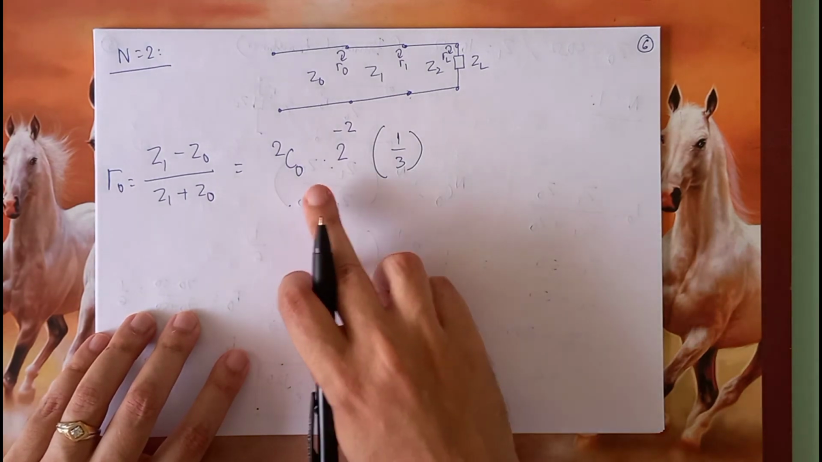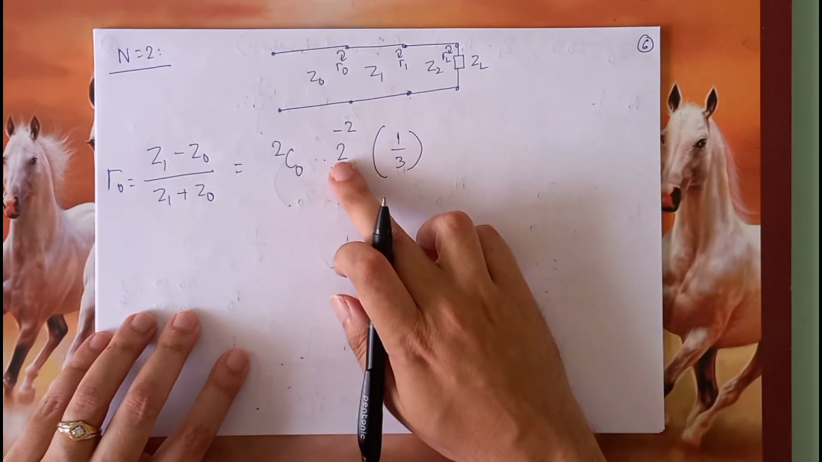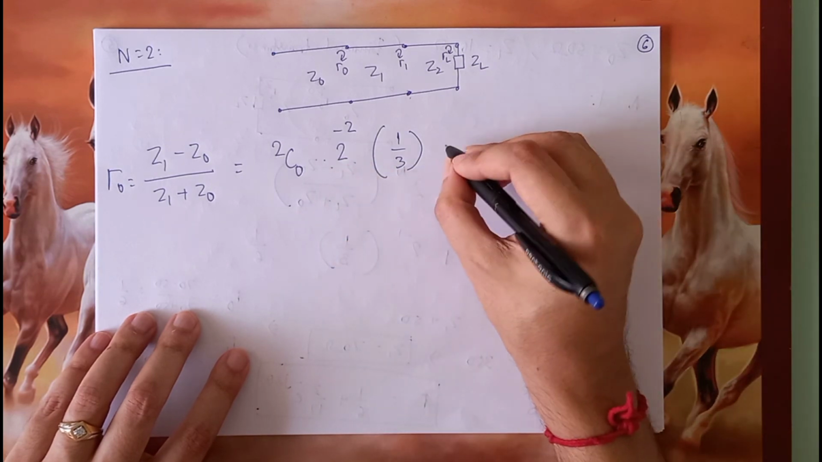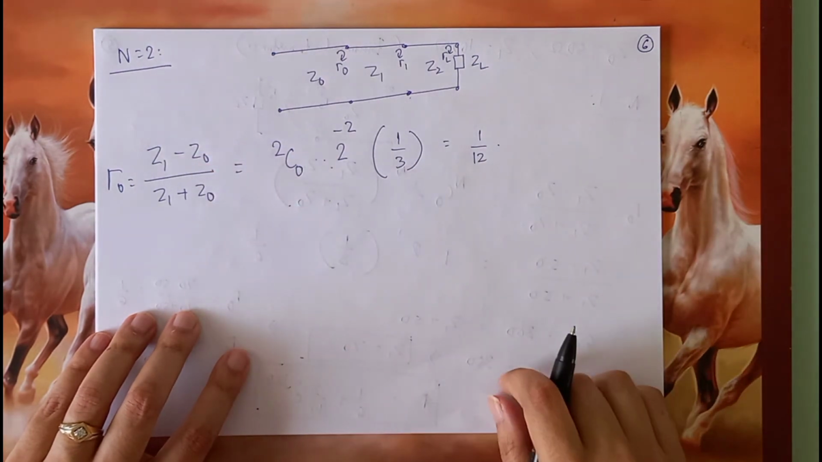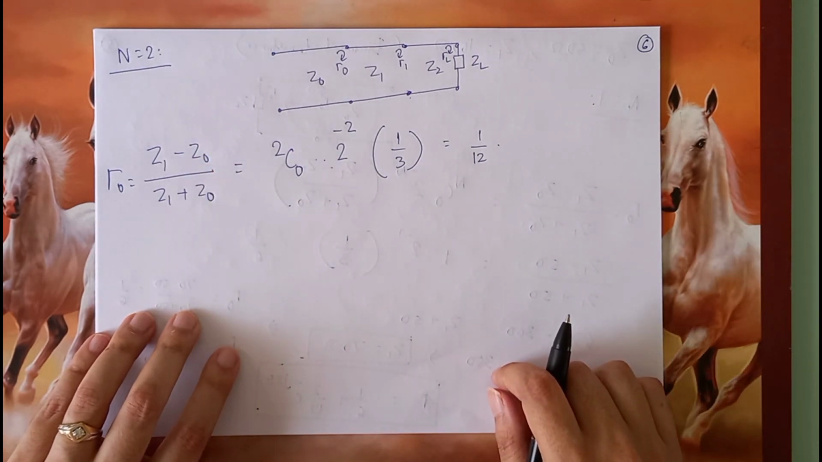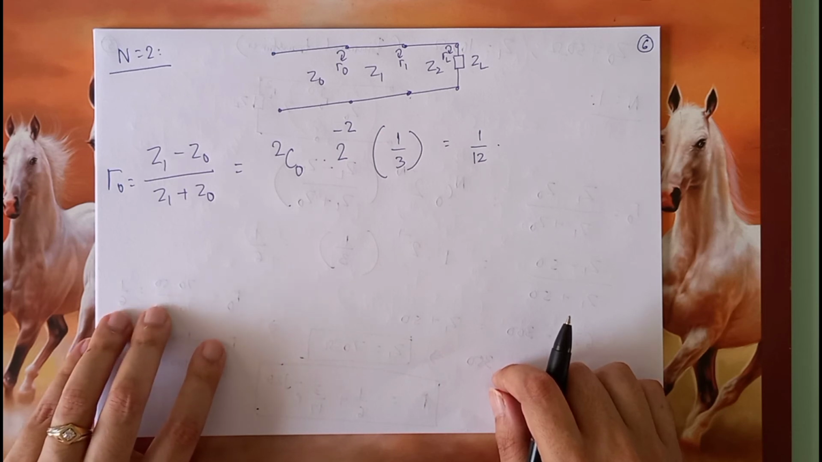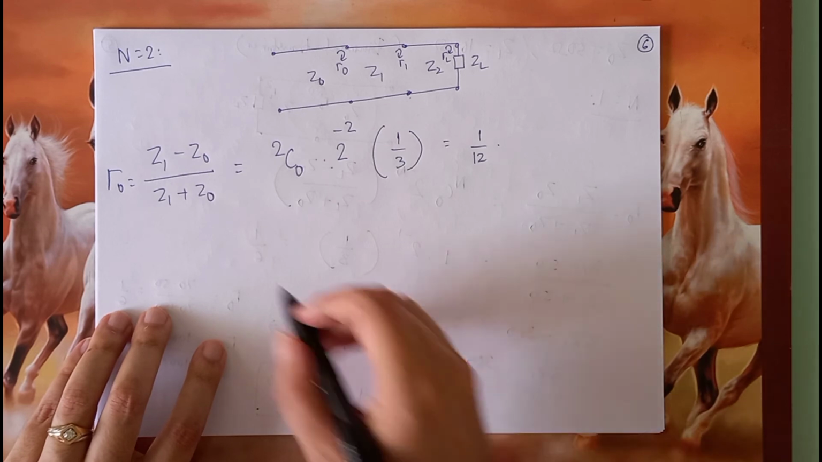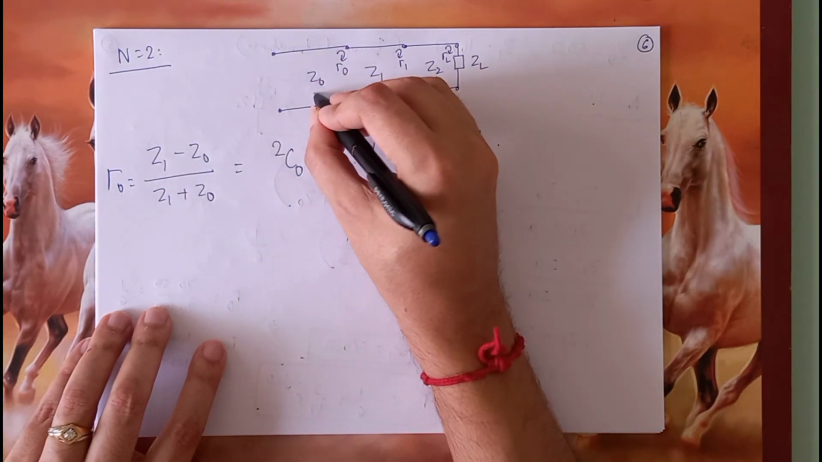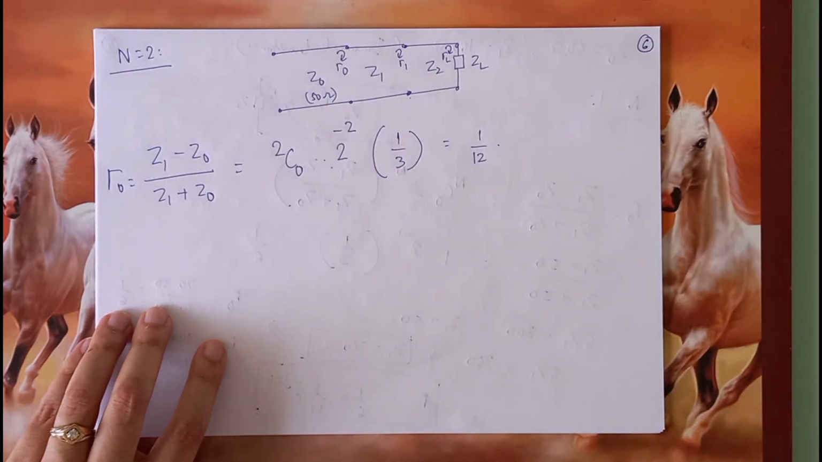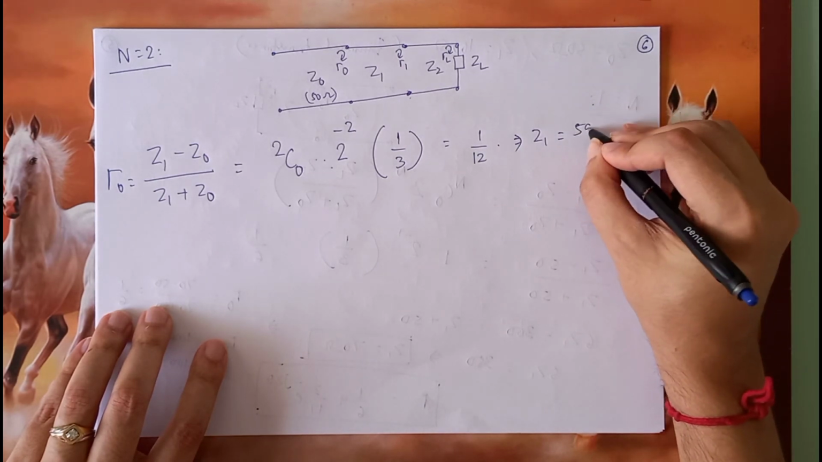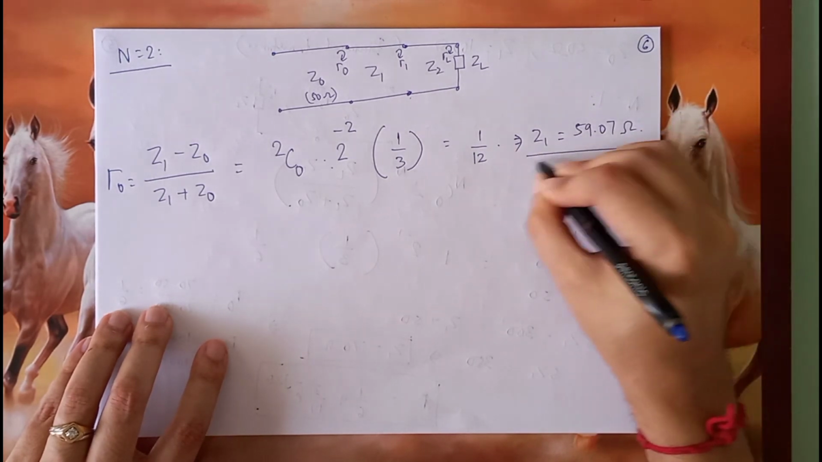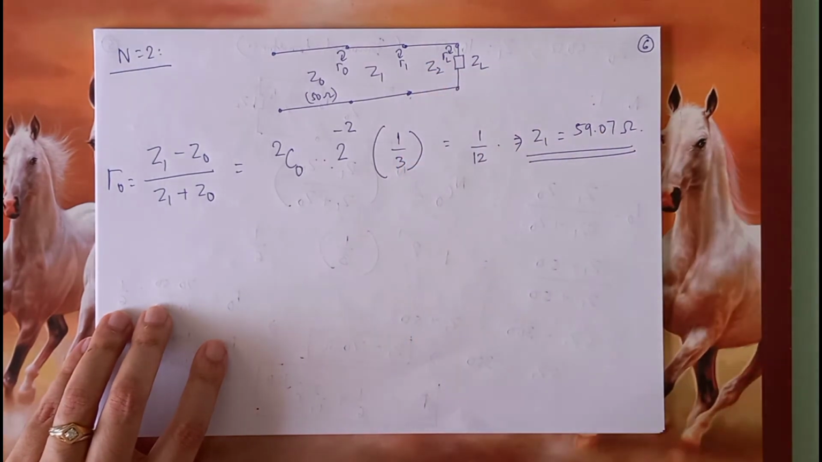So this will become 1. This will become 1 by 4. So this will be 1 by 12. And if you substitute Z0 as 50, you will get Z1. So Z0 is anyway 50, we know that. I've already calculated Z1 for you. That comes out to be roughly around this value, 59.07 ohms. The next step is to calculate Z2.